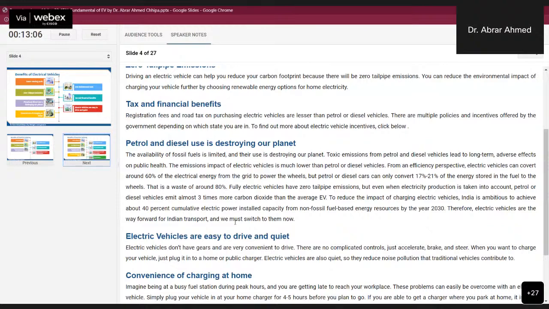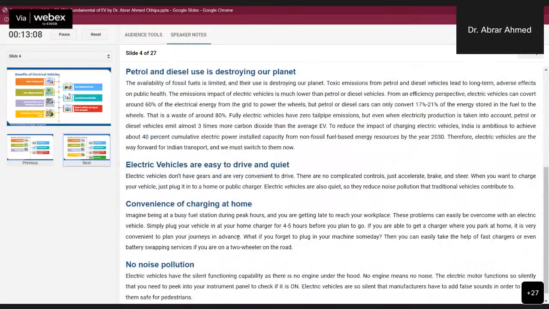Next, the convenience of charging at home. Imagine that you are at a busy fuel station during peak hours, and you are getting late to reach your workplace. This problem can be easily overcome with an electric vehicle. Simply plug your vehicle into your home charger for 4 to 5 hours before you plan to go.